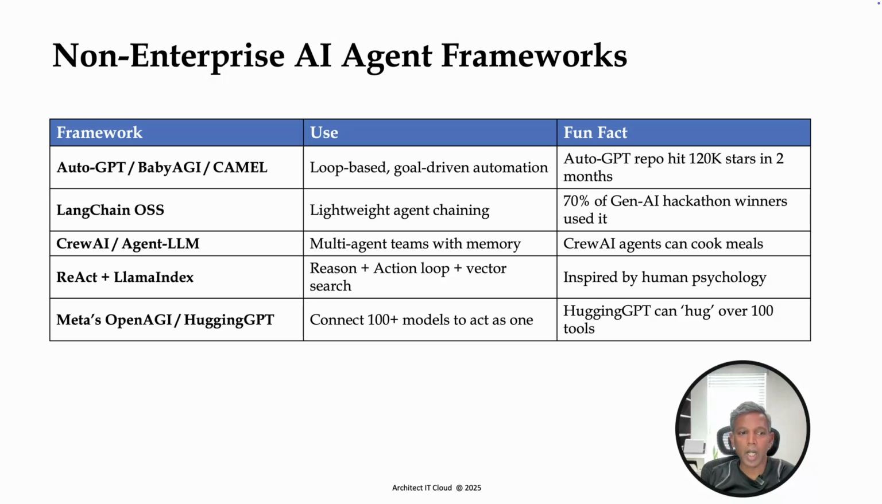And the second one is LangChain open source software. This is another non-enterprise AI agent framework. It is lightweight and you can use it for chaining use cases. That means one agent passes the task to another agent, and the task gets passed to a third agent. It will continue until it achieves a global task. And 70% of the GenAI hackathon winners used it.